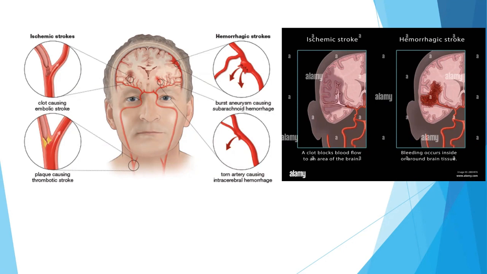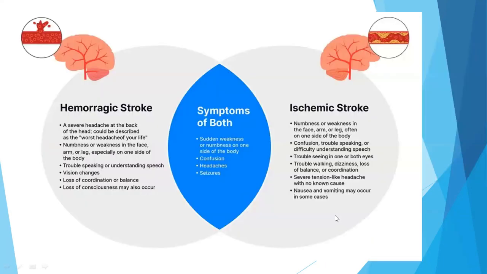So in ischemic stroke, a clot blocks blood flow to an area of the brain, and in hemorrhagic stroke, the bleeding occurs inside or around the brain tissues. Now, there are some symptoms which are common in both hemorrhagic stroke and ischemic stroke, which may be sudden weakness or numbness on one side of the body, confusion, headaches, and seizures. But you need to differentiate hemorrhagic or ischemic stroke in your examination, and this is how you do it.